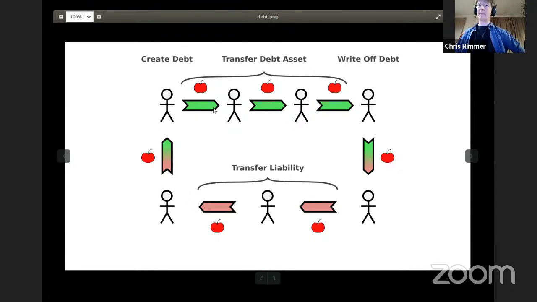Then as Alice passes this IOU down the chain, as she's transferring this debt asset, that's transferring the net worth along the chain to the final person who has it. Interestingly, when Bob passes his liability onto another person, net worth is transferred in the opposite direction, because when Bob no longer owes the apple, his net worth has actually gone up by one apple, and the person who now has the liability, their net worth goes down by one apple. And then finally, when the debt's written off, that's a transfer of one apple of net worth from the final creditor to the final debtor.